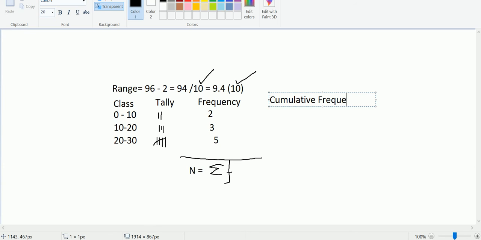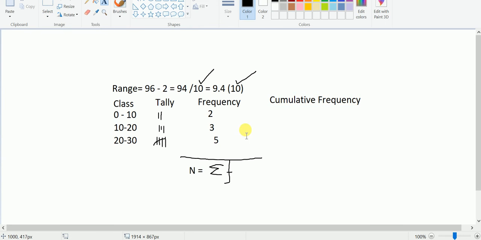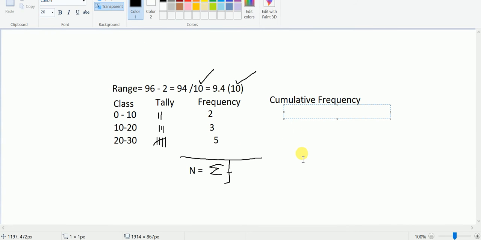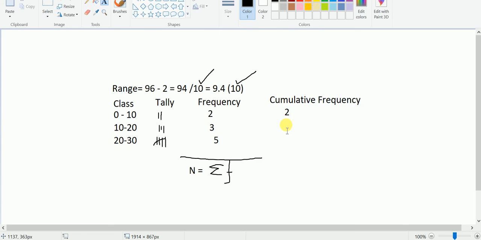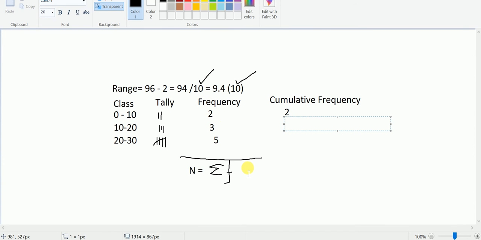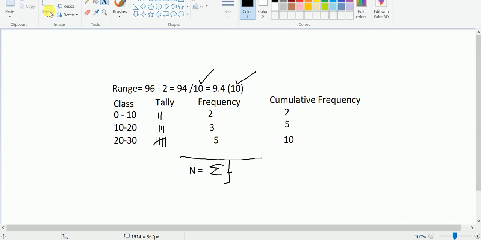In this case, we have to add one after the other. Very simple. First we have 2, then 2 plus 3 is 5, then 5 plus 5 is 10. So this is what we call cumulative frequency.